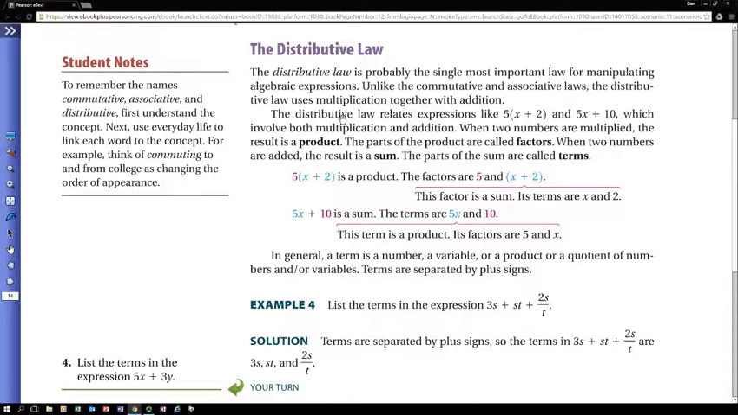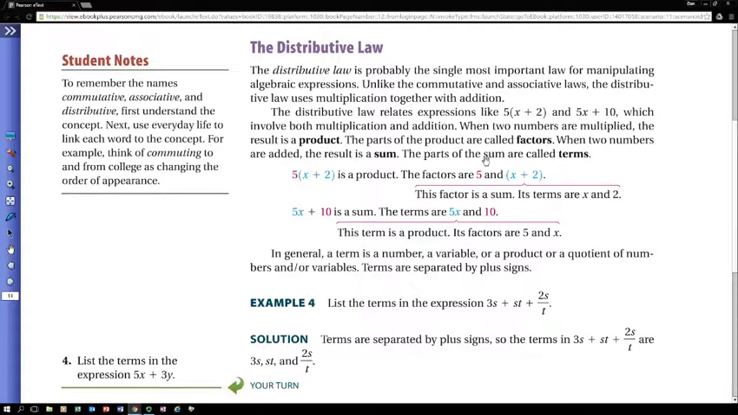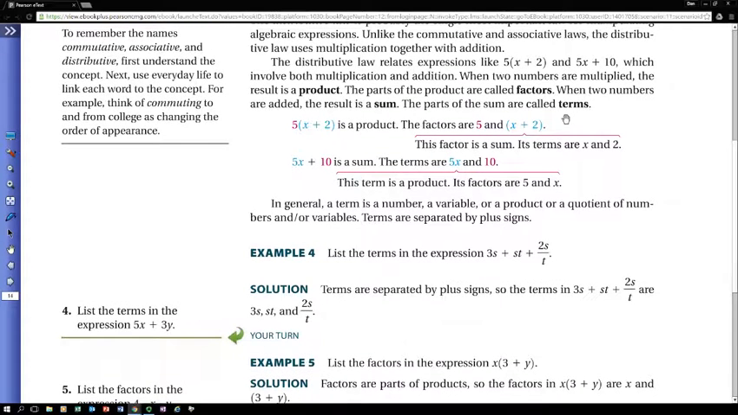So when we look at things in terms of products and sums, which are the words that we're talking about here, here's some terminology. A product is the answer to a multiplication. The parts of the product, or the parts multiplied together, are called factors. When two numbers are added, the result is a sum. The parts of the sum are called terms. I mentioned terms one time before, but terms are going to be used many times here in this course and following courses too. So they're defining these parts here.